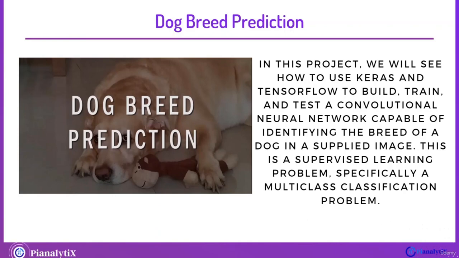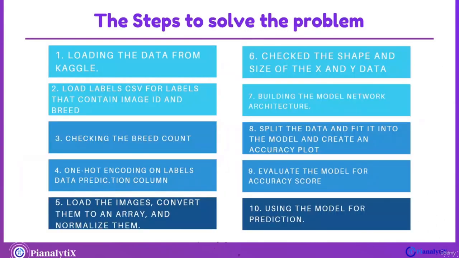Convolutional neural networks are generally used for image classification. This problem is also a multi-class classification problem, which is a supervised learning problem. For this project, the steps we will use are, we'll first load the data from Kaggle. So I'll show you how you can connect your Google Colab with Kaggle. After that, we'll load the labels that contain the image ID and the breed.